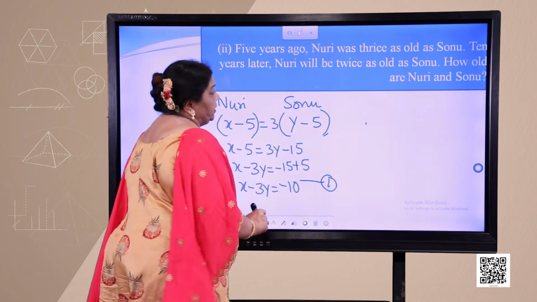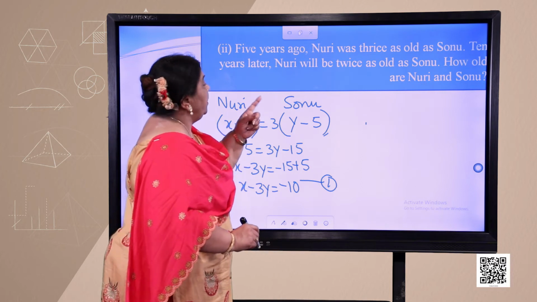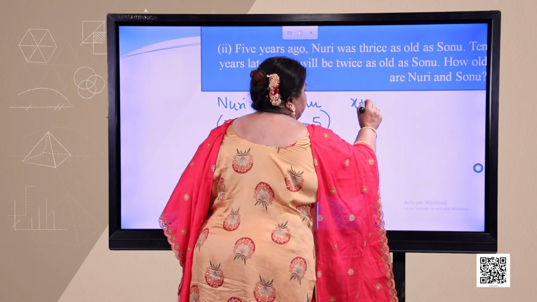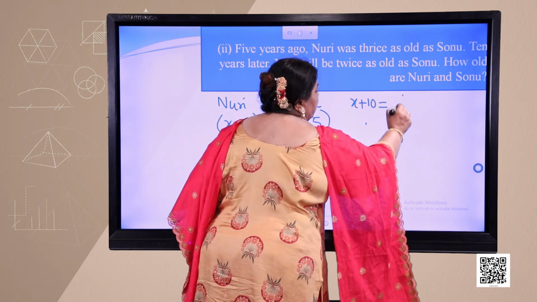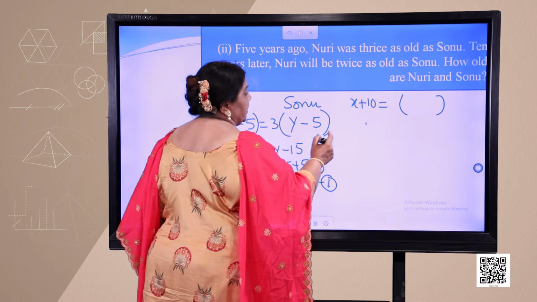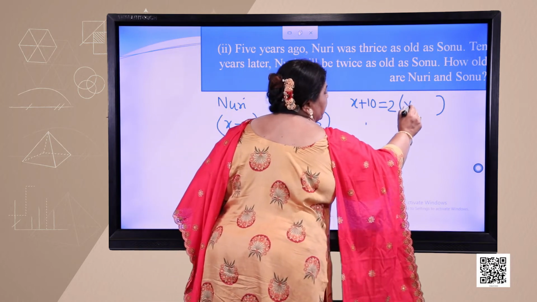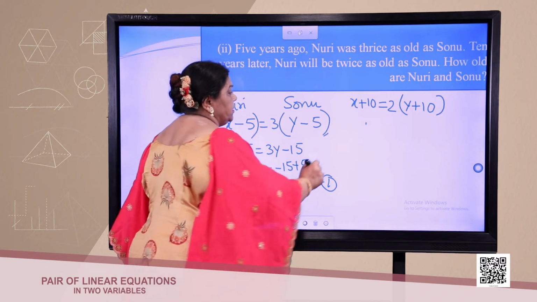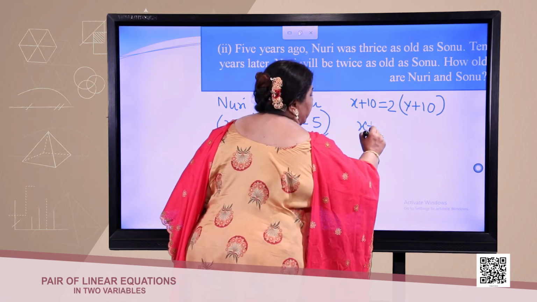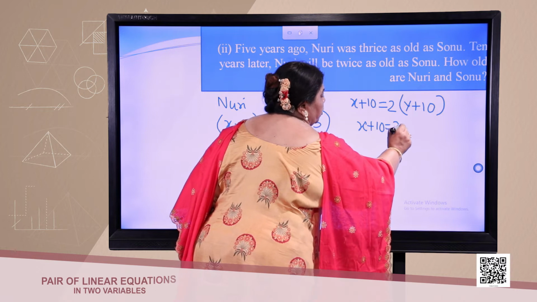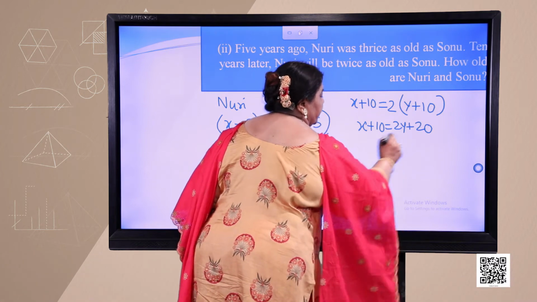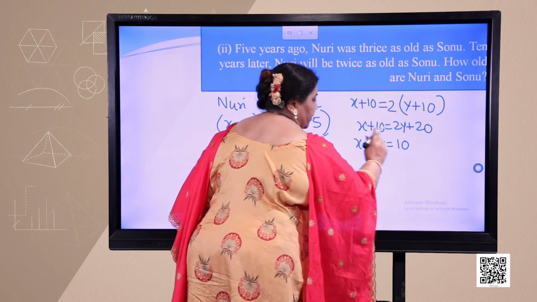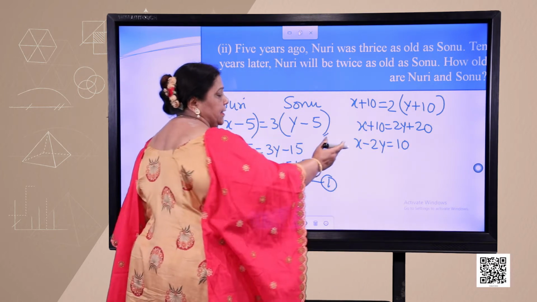Now, what is the second condition? After 10 years, Noori will be, so x plus 10 is equal to, she will be twice as old, so 2 times y plus 10. Let us simplify these equations. I will get x plus 10 is equal to 2y plus 20. That gives me x minus 2y is equal to 10. 10 goes to other side, 20 minus 10 is 10.